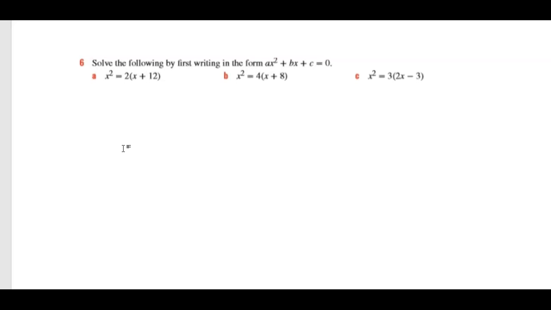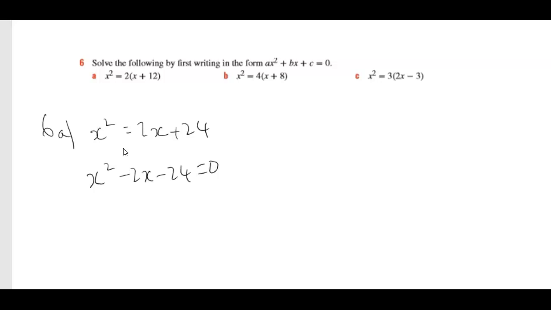All right, so this one here I put in because if we're factorizing, it's easier if we put it in this form, expanded form. So let's just rearrange 6a. I'm just expanding this bracket first. So we'll have 2x plus 24. And then I'm going to bring everything over to the left-hand side.